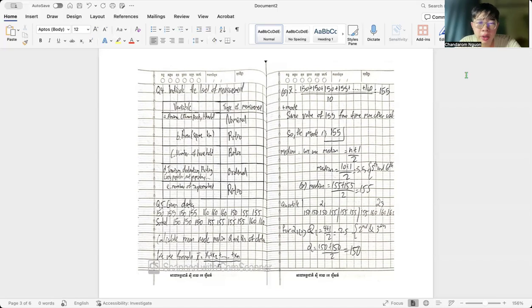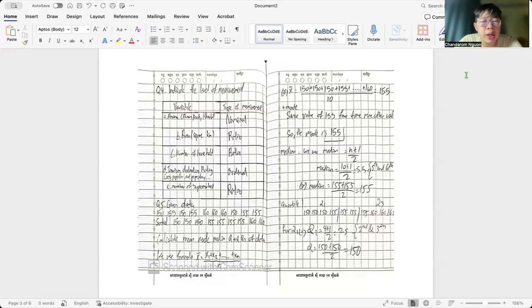First, the mean is the average of all the numbers. To find this, we use the formula: mean equals the sum of all data divided by the number of data. After putting all the values into the formula, we got the mean is 155. Second, the mode is the number that appears most often in the data set. By looking at the sorted data, we can see that 155 appears four times, which is more than any other number. Therefore, the mode is 155.